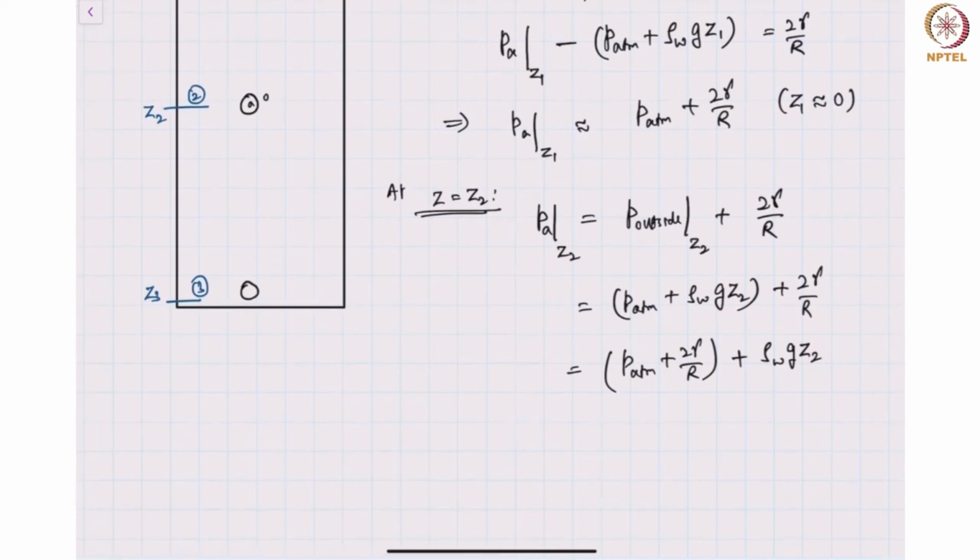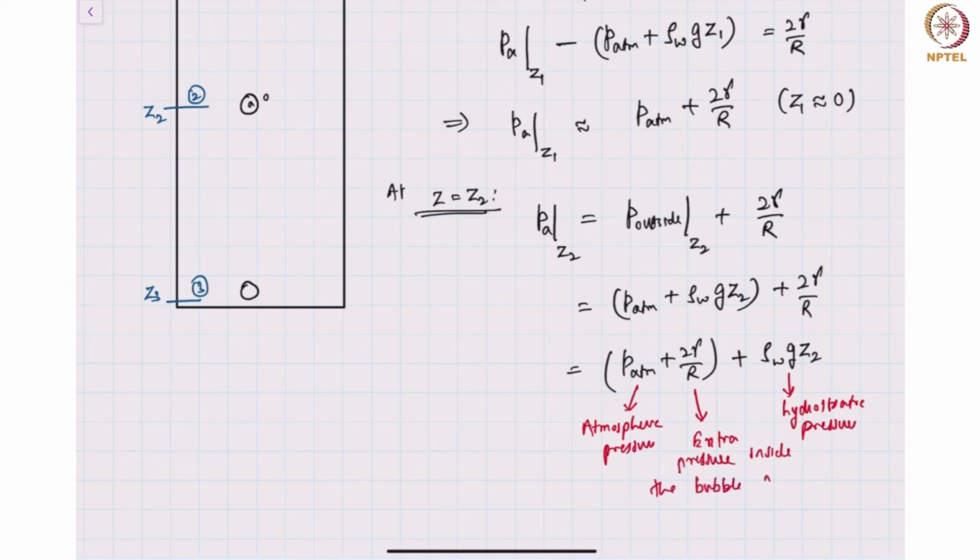This is the hydrostatic pressure, rho g z2. So now you can actually say this part is atmospheric pressure, and this is hydrostatic pressure. And this little region here is because of extra pressure inside the bubble due to surface tension.